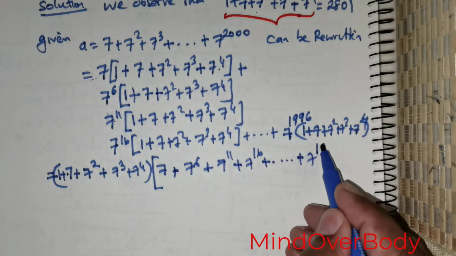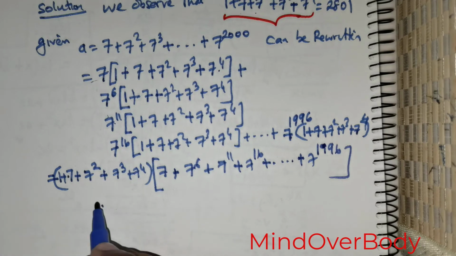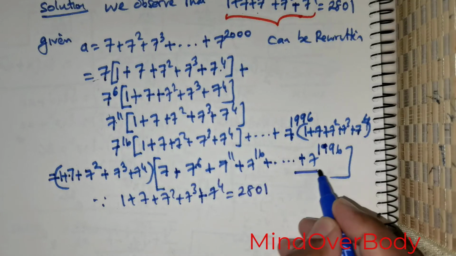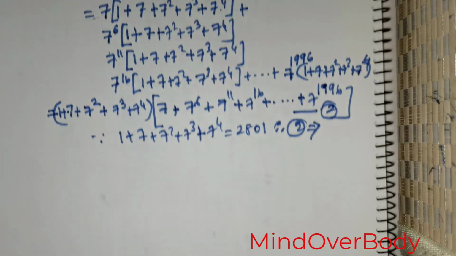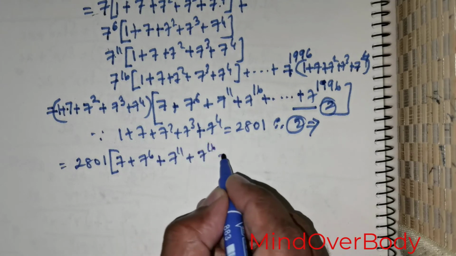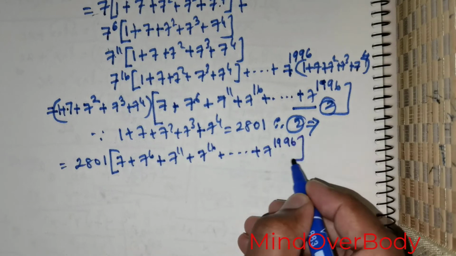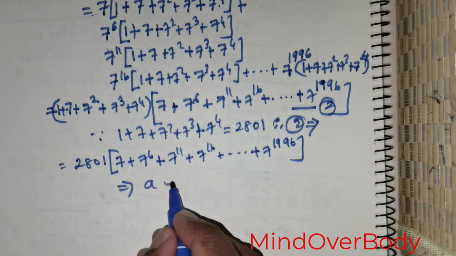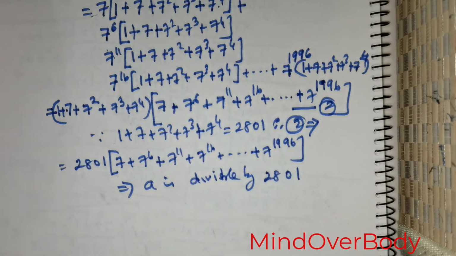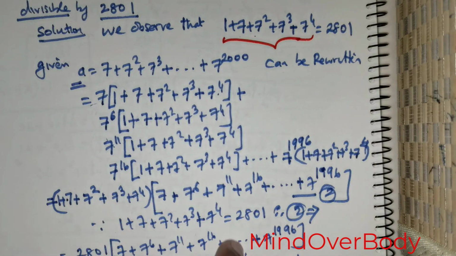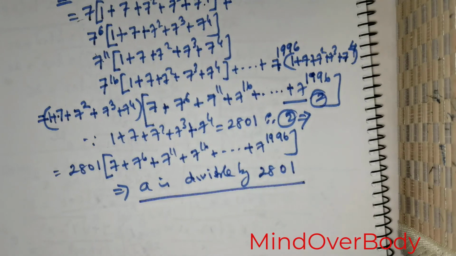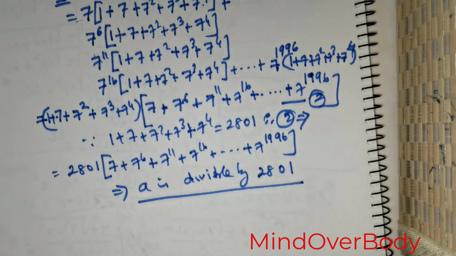The last term will be 7 raised to the power of 1996. Okay, now I can state it. Since 1 + 7 squared + 7 to the power of 3 + 7 power 4 is equal to 2801, a can be rewritten as 2801 times (7 + 7 power 6 + 7 power 11 + 7 power 16 + etc. + 7 raised to the power of 1996). Now clearly this implies a is divisible by 2801, because we got 2801 to be the factor, and we started with a. These are the deductions that we performed. Finally we have come to this point, and this is the conclusion that a is divisible by 2801. So that is the end of this beautiful question, students.